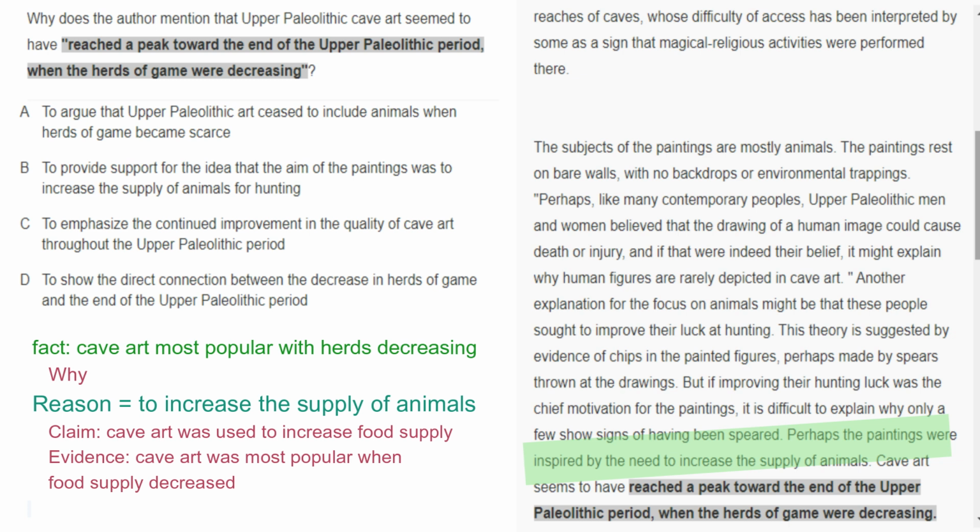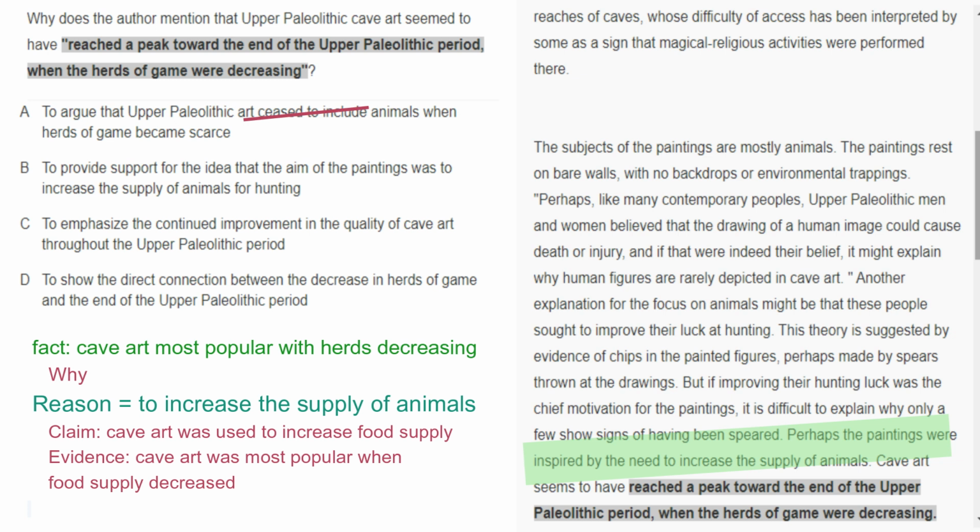Let's evaluate each choice. A. To argue that Upper Paleolithic art ceased to include animals when herds of game became scarce. Incorrect. The passage does not argue that the art ceased including animals. B. To provide support for the idea that the aim of the paintings was to increase the supply of animals for hunting. Correct. The underlined sentence supports the previous statement that the paintings were inspired by a need to increase the animal supply for hunting when herds were decreasing.